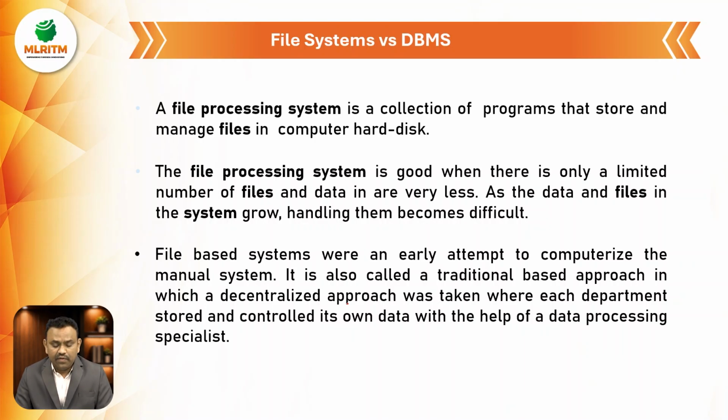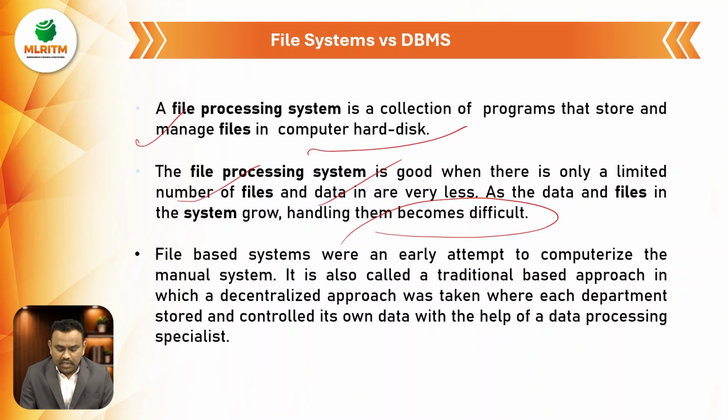Coming to the meaning of file system, it is a collection of programs used for developing and running software to manage the files in a hard disk. Actually, it is a collection of software tools or programs to run that software in a hard disk. There are limitations for this file system. When the number of files increases, we can store very little data. As the data and files grow, handling becomes difficult. This is one of the problems with the file system.